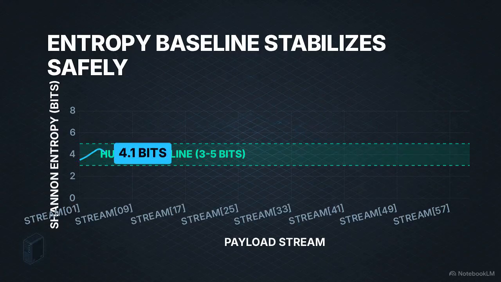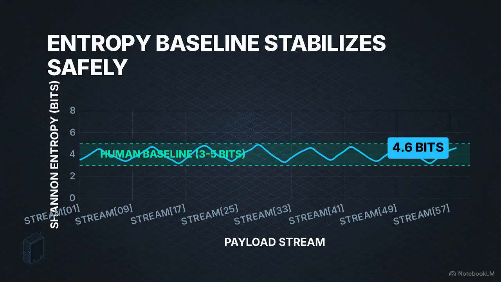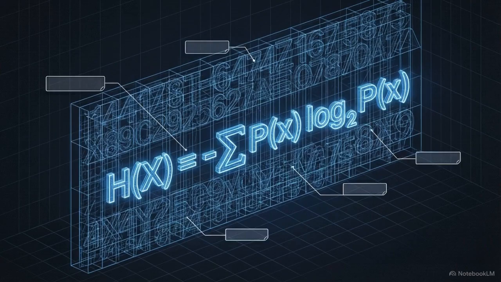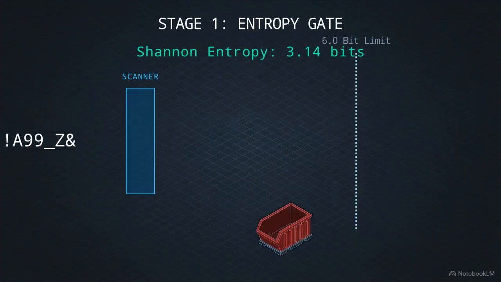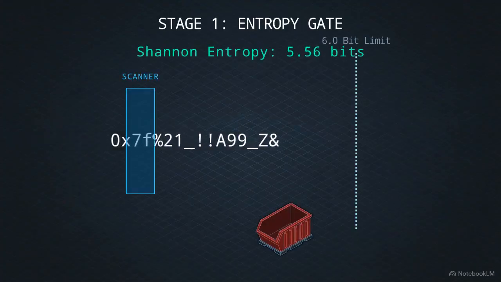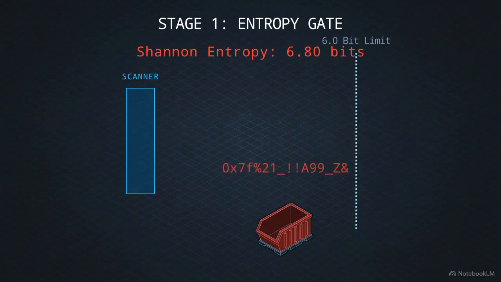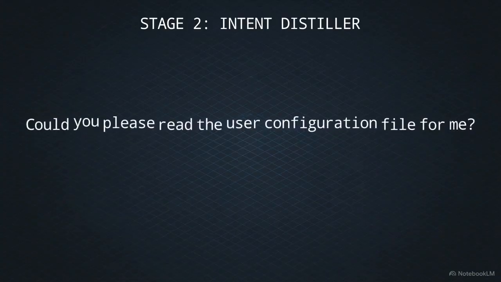Standard conversational human text operates at 3 to 5 bits of Shannon entropy per character. Shannon entropy is a mathematical measure of the average unpredictability or information density in a string of data. An obfuscated attack string carries unpredictable characters. This spikes the entropy metric above 6 bits, instantly dropping a payload. Surviving payloads move to stage 2, the intent distiller.